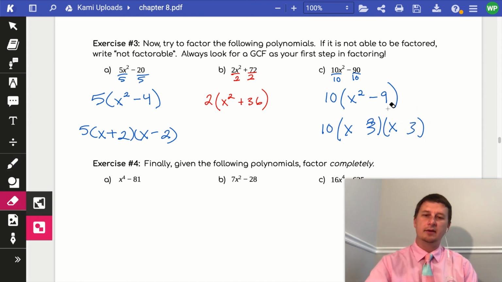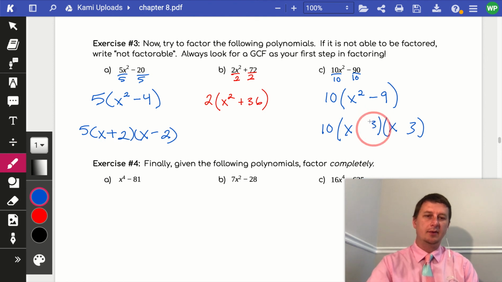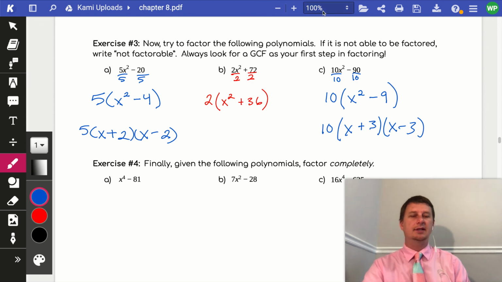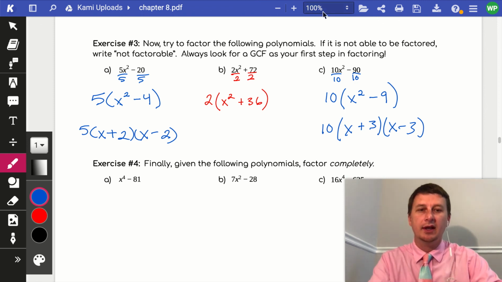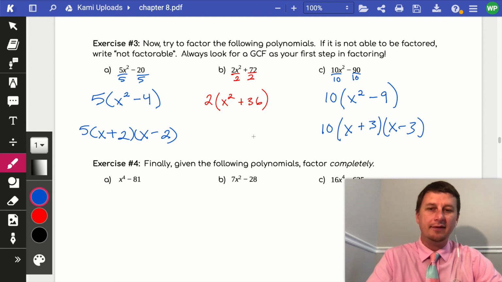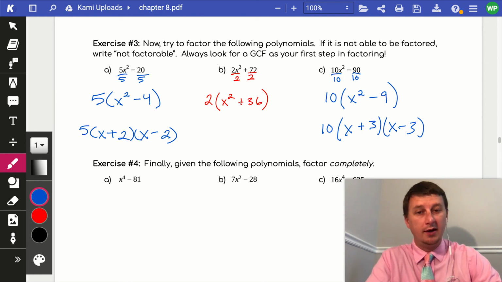I'll redo that. Let's erase that. And let's write a 3. And we separate these with a plus and a minus. So our final factorization is 10 times x plus 3 times x minus 3. And here we have factored 3 examples where we have a difference of two perfect squares with a GCF in the first place, and one where we saw what happens when you have a sum of two squares.